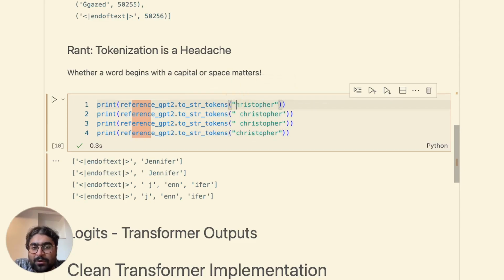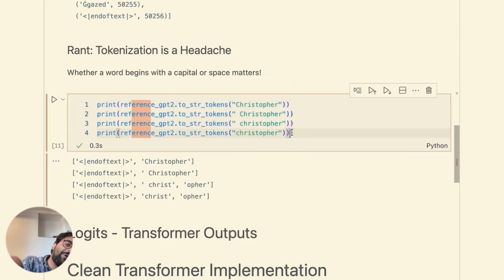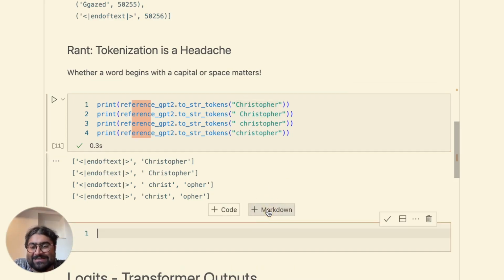Christopher is kind of long. Can't cope with Christopher. Okay, whatever. There are names, or just words, that are an enormous pain, because they'll tokenize differently depending on whether they begin with a space and whether they begin with a capital. And it's kind of cursed. Here's another one.